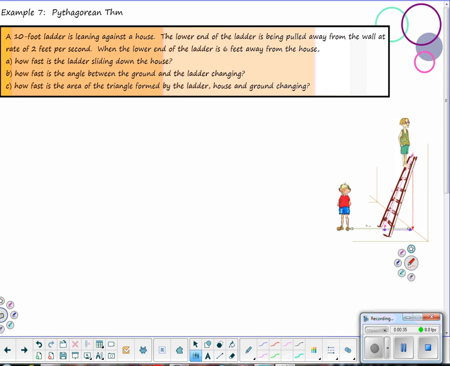So if you can imagine, we've got this ladder being pulled away by this little goofball, and the poor unsuspecting person at the top of the ladder, his ladder's going to shift, right? And it probably wouldn't look quite like that. It's going to shift and slide down the wall. So the question is, how fast is it sliding down the wall? And we can find that, okay?